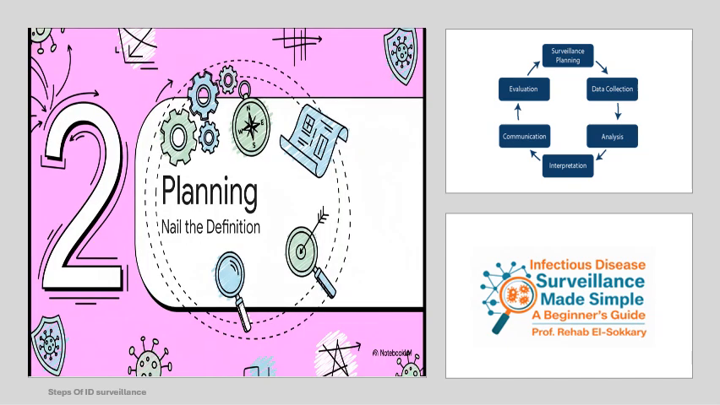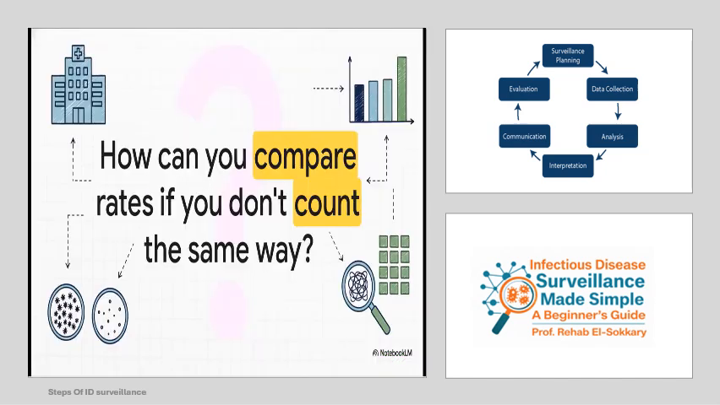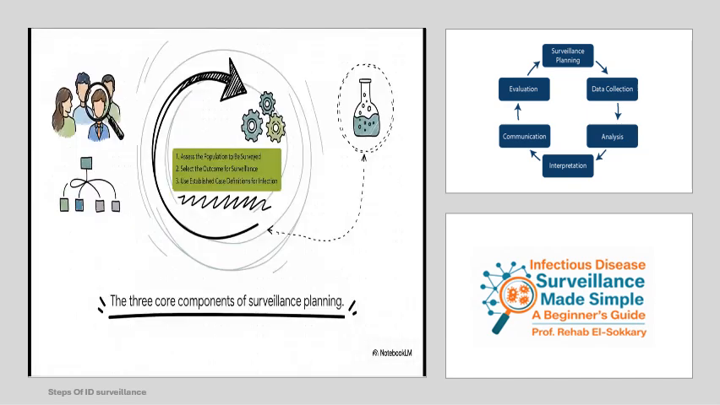Now we're moving on to what I think is the most critical step of all, planning. You know, if we get this part right, everything else just falls into place. And as you'll see, it all kicks off with nailing down a solid definition. Just think about it for a second. How can two different hospitals, heck, how can two different units in the same hospital compare their infection rates if they're not even counting cases the same way? You can't. You could have one unit looking like heroes and another looking like they're failing, all because their definitions just didn't line up. This chart breaks it down perfectly.